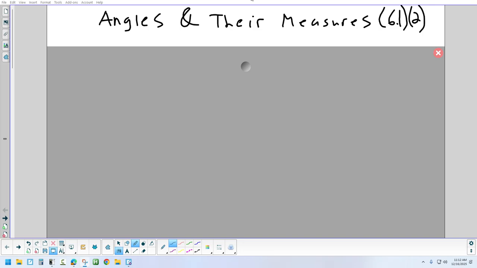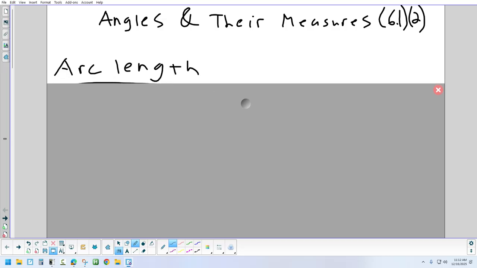Going to finish up 6-1. So we started talking about angles, and the last thing we did in 6-1, part 1, was converting between radians and degrees. Well, we're going to talk about a formula in this section for arc length, and this is a formula that uses radians. So if they give you something that you need to plug into this formula and it's not radians, you need to fix it, okay, and convert to radians.